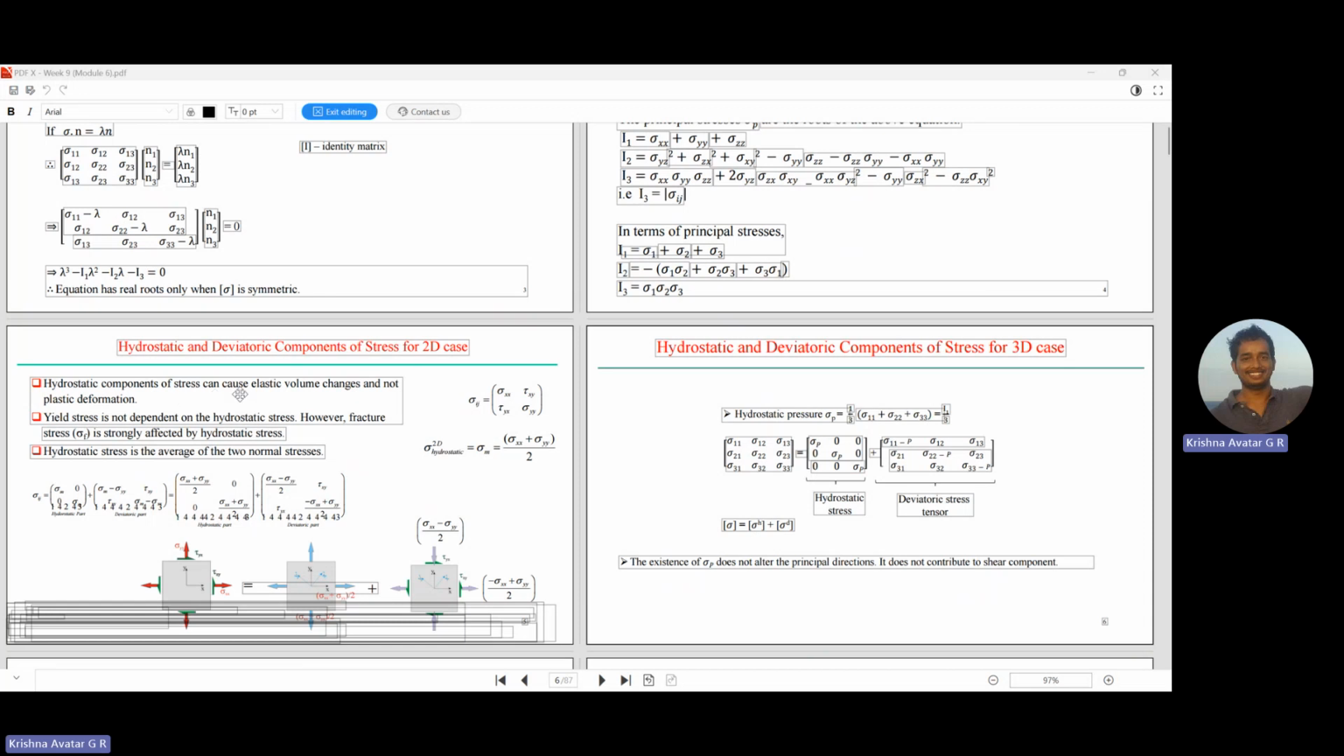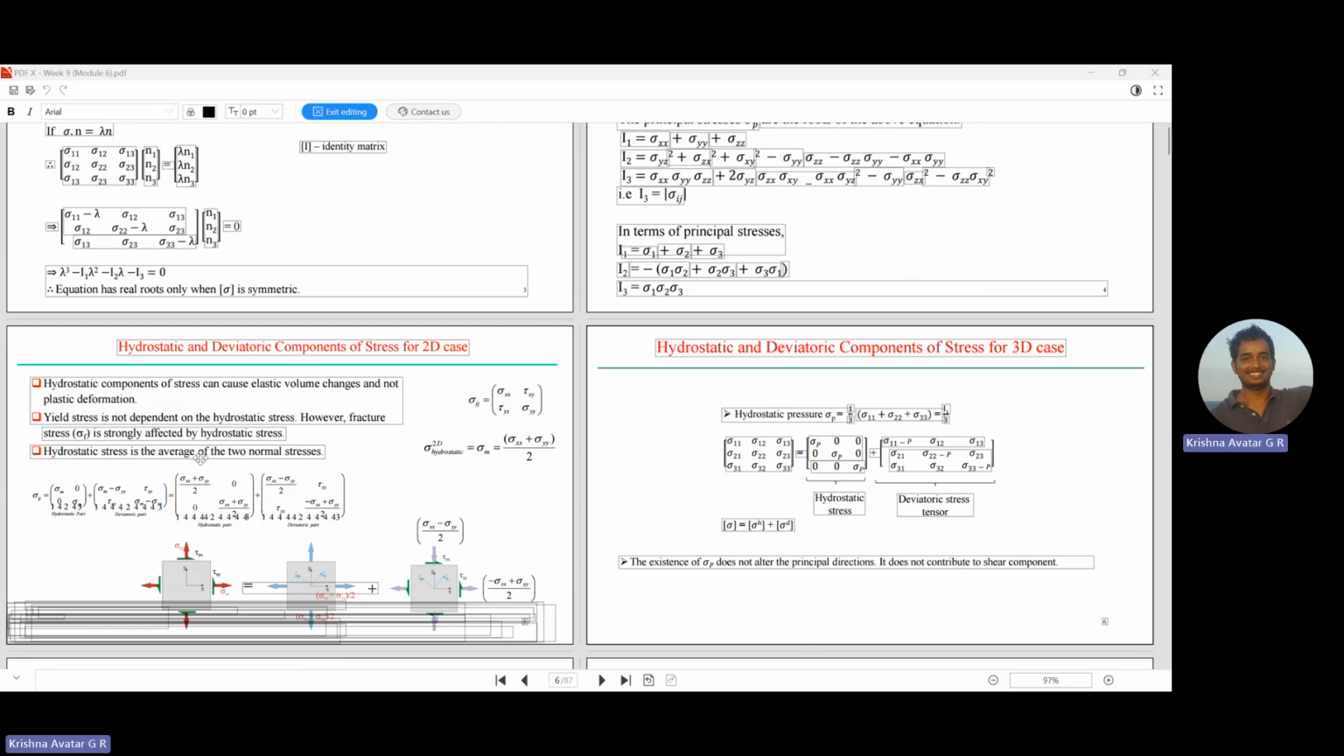Now, the hydrostatic component can cause just elastic volume changes, and it will not result in any plastic deformation. All that this hydrostatic part does is change the size of the structure. It does not affect the shape, because shape change is always caused by plastic deformation, and it involves some distortion, right? And so the yield stress does not depend on the hydrostatic stress. However, fracture stress is strongly affected by hydrostatic stress.